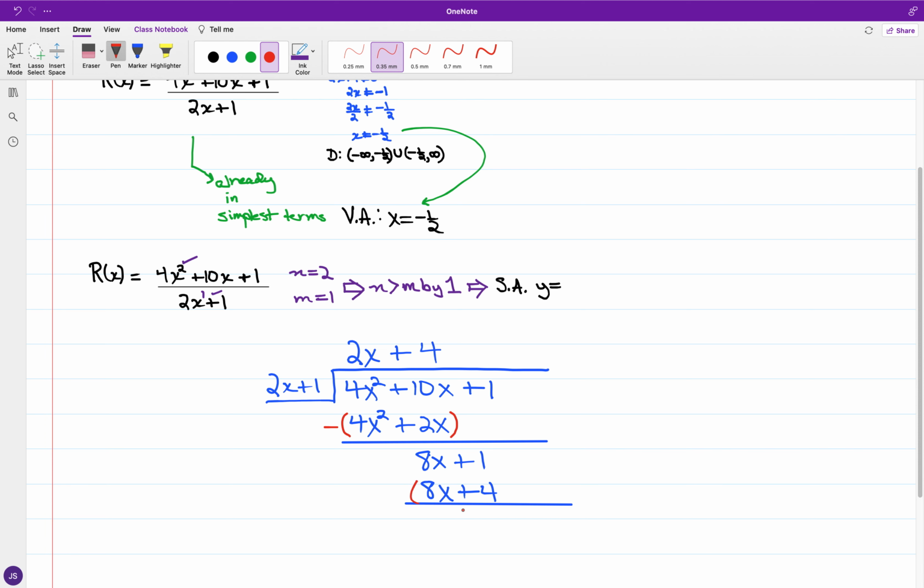And taking the difference once more, we'll have the 8x's go out, and we have 1 minus 4. That is going to be negative 3. I cannot take 2x directly into negative 3, so negative 3 would be the remainder.